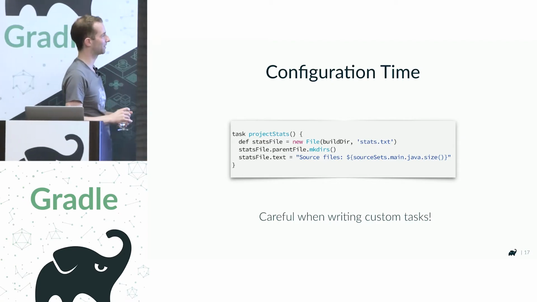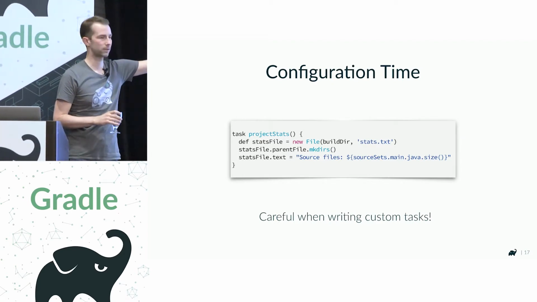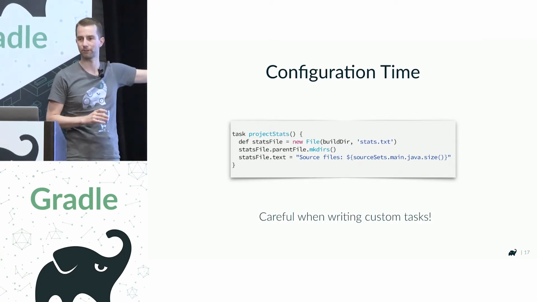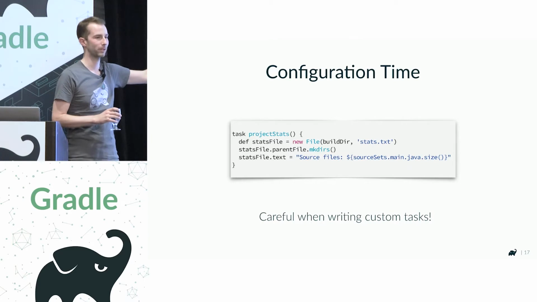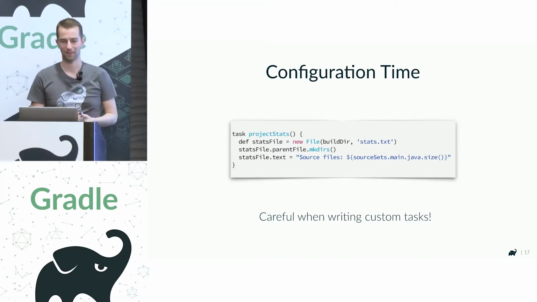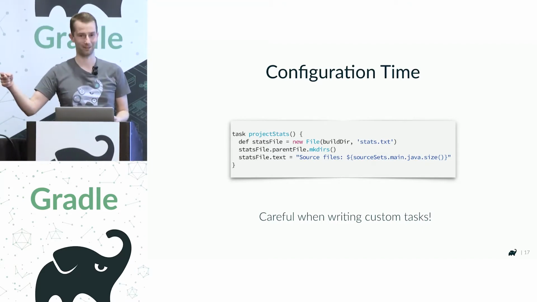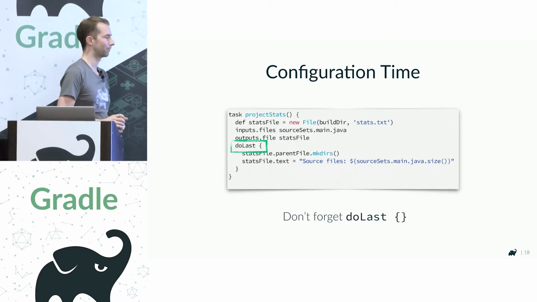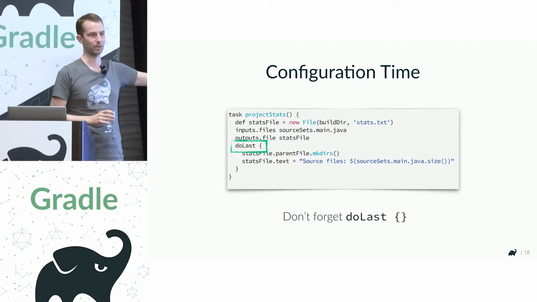Exactly. So it's doing its logic in this block. When I say task project stats, this closure is the configuration closure for that task. So I'm configuring the task, but what am I doing? I'm actually writing that file. That's not what I wanted to do. I wanted to say this task will write that file when I execute it. So, very common mistake, forgetting doLast.